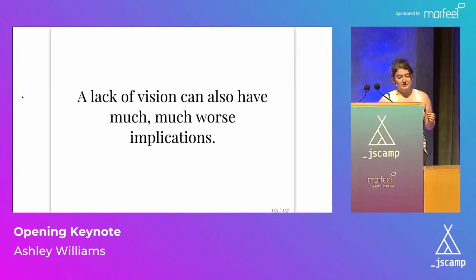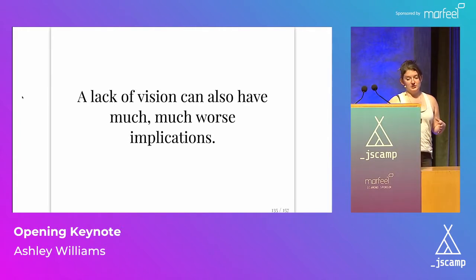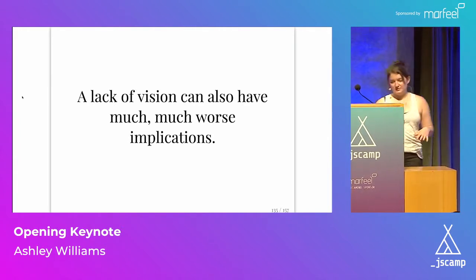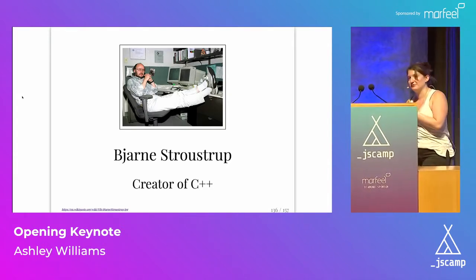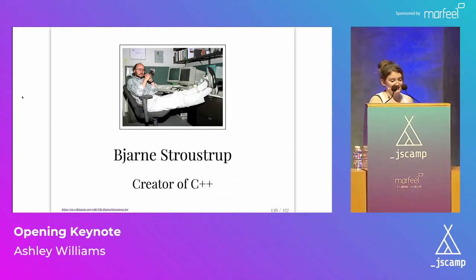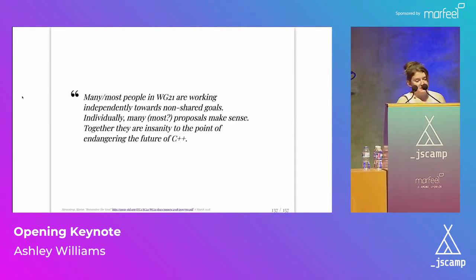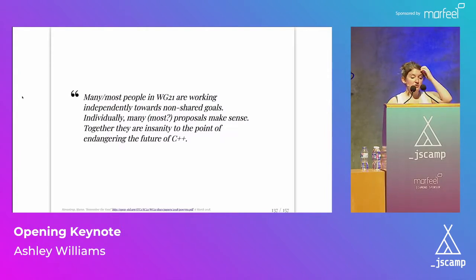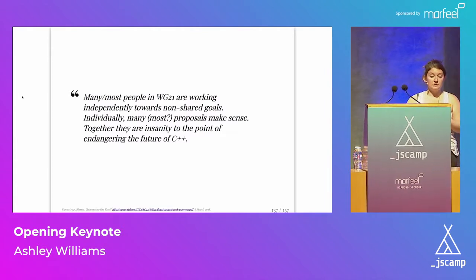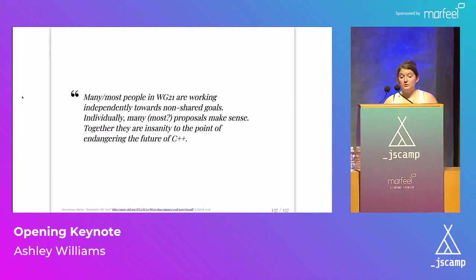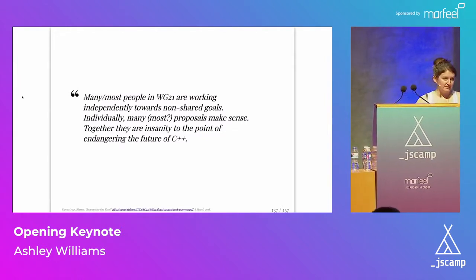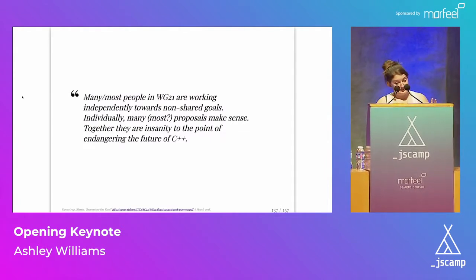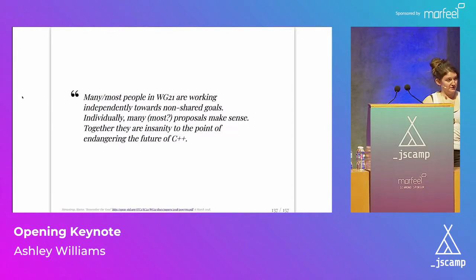But what I really want to talk about is the idea of what can happen when a lack of vision has worse implications. Does anyone know this guy? This is Bjarne Stroustrup, the creator of C++. And I think that this is a really rad photo. He recently wrote a blog post where he wrote, "Many or most people in Working Group 21 are working independently towards non-shared goals. Individually, many, or maybe even most proposals for C++ make sense. But together, content warning, they are insanity to the point of endangering the future of C++."